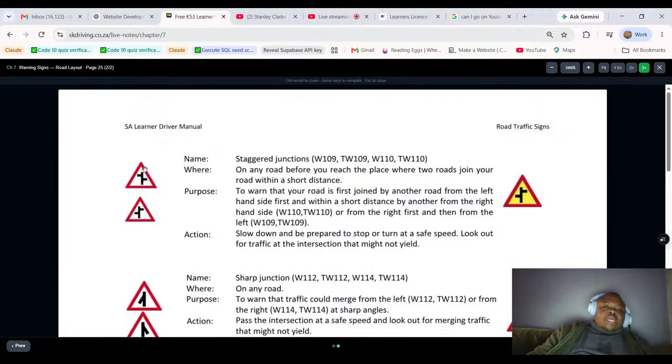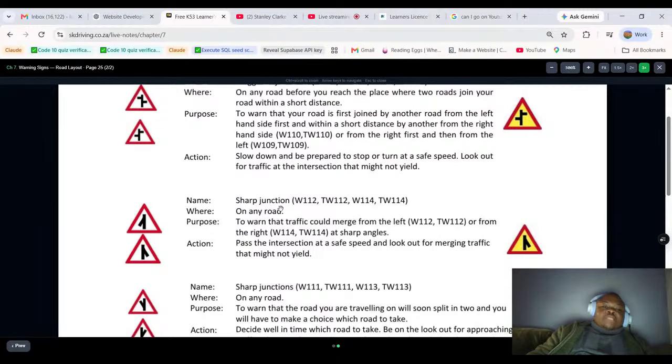This road here is called a staggered T junction. As you can see, it has a road approaching from the left, and a road that approaches from the right. These are staggered junctions, and the purpose is to warn you that your road is first joined by another road, either from the left hand side first or from the right hand side first, and then the other side. That's how this works, and you need to slow down and be prepared to stop.